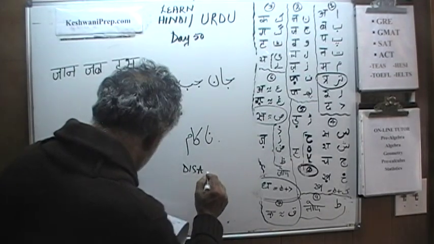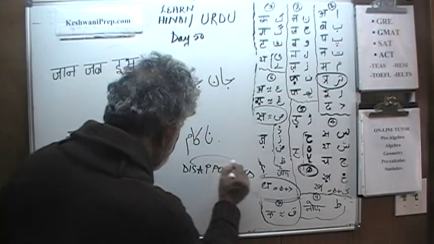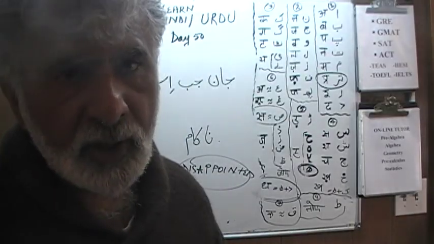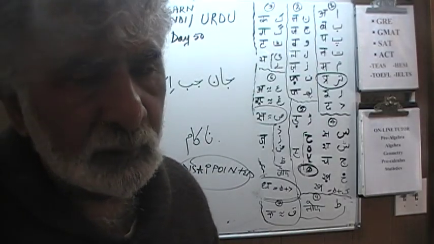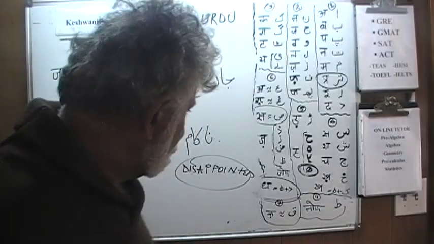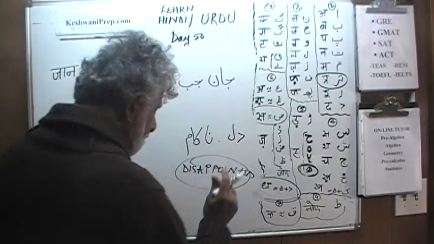I don't know, I have the urge to write these words in the English language. I have never figured it out. Disappointed, as in unhappy. That's what nakaam means here. It doesn't mean failed or unsuccessful. It means disappointed. That's another meaning of the word nakaam, to which, in the front, we're going to put down dil. Okay, keep listening.